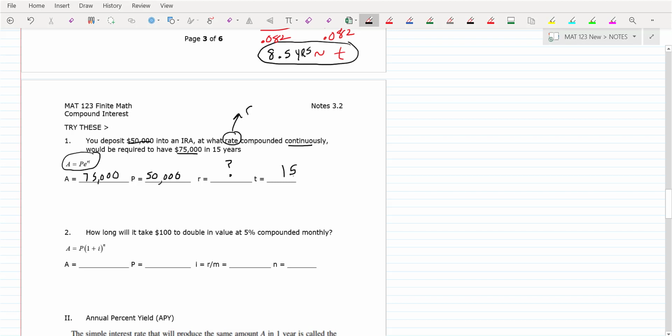I'll just do this at the side. You should have enough room to do this. So when you plug this in, you would have 75,000 for A equals 50,000 for P, and then that would be e to the r times 15. Now you can just write that as 15r if you want to. So the unknown is r. Do you have to use logarithms on this problem? Yeah. How come? Because the unknown is in the exponent.